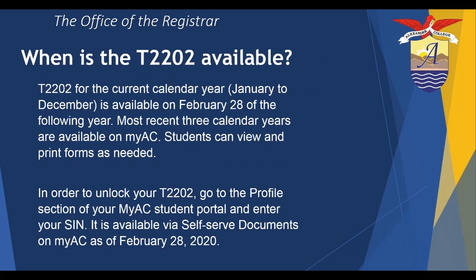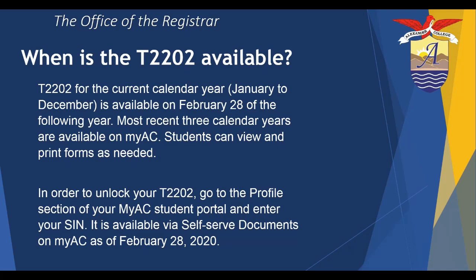When is the T2202 available? The T2202 for the current calendar year, January to December, is available on February 28th of the following year. For example, the 2019 tax year T2202 became available on February 28th of this year, 2020. This year's form will become available at the same time in 2021.